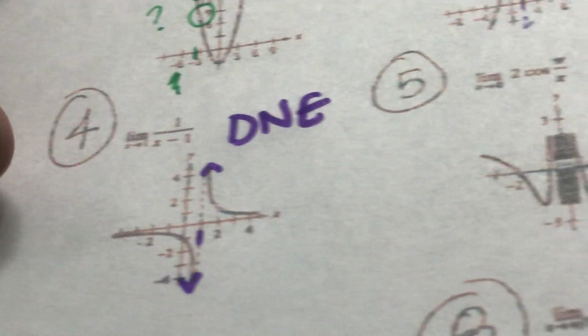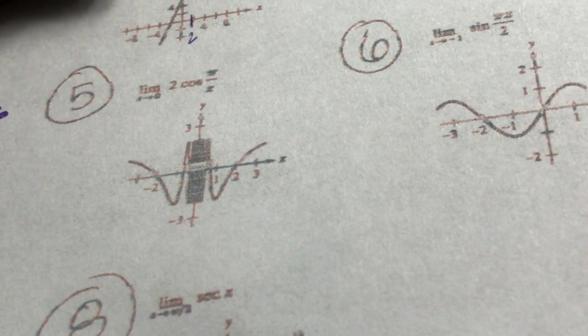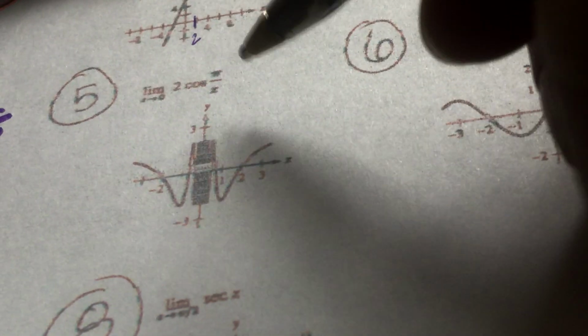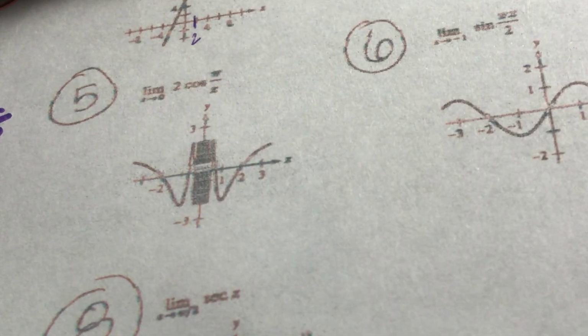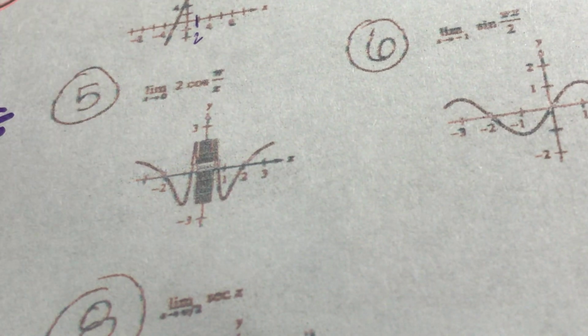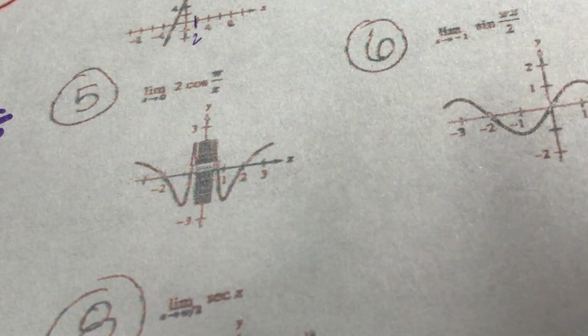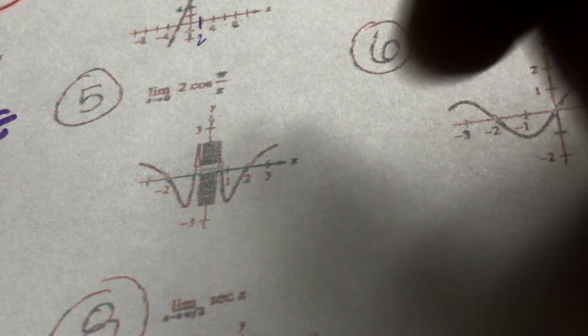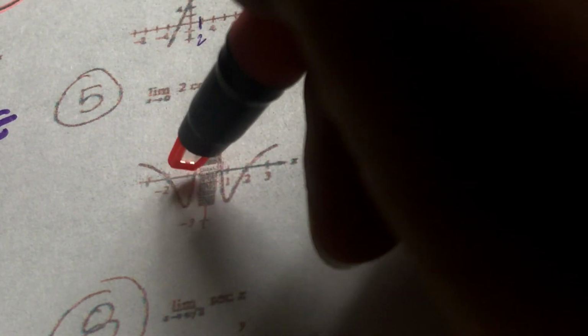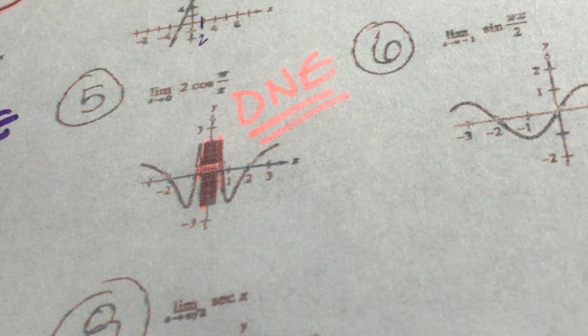All right, number 5. Number 5 says the limit as x approaches 0. Again, we can't plug in 0 because it's in the denominator. 0 is right smack in the middle, and this might look weird to you, but it's bouncing up and down. It's oscillating. So that's what that graph looks like. Since it's bouncing or oscillating, the limit also does not exist because it keeps bouncing back and forth and never stops.